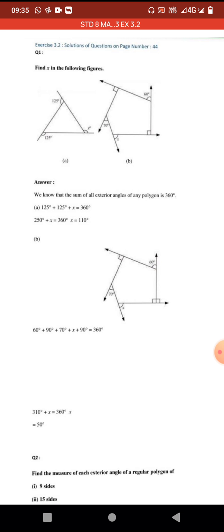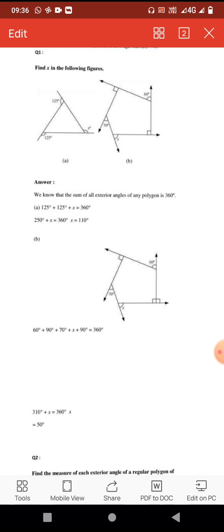So here we are also following the linear pair. The linear pair method and the angle sum property, both we are going to follow. Now see, question A is given and question B is given. I will explain A, B you can do it. Now see A.